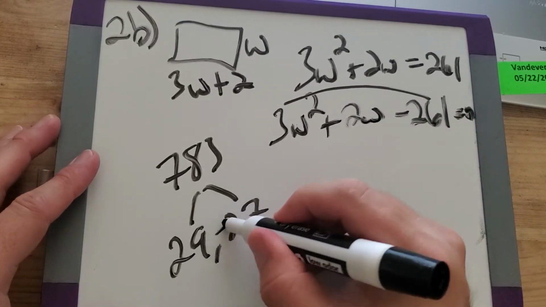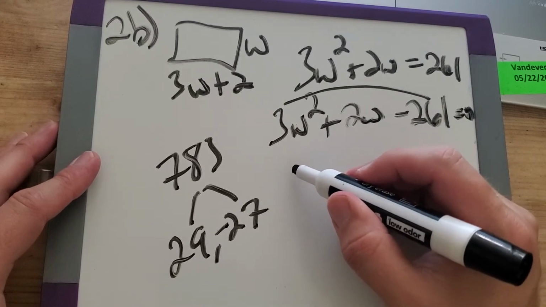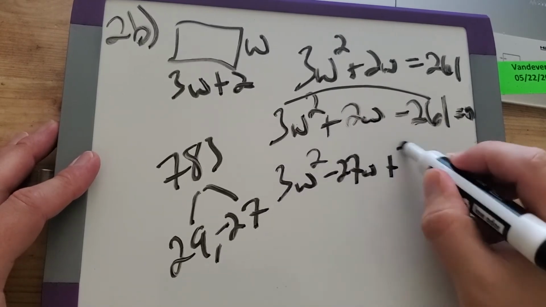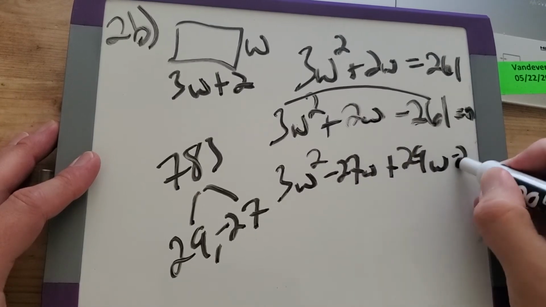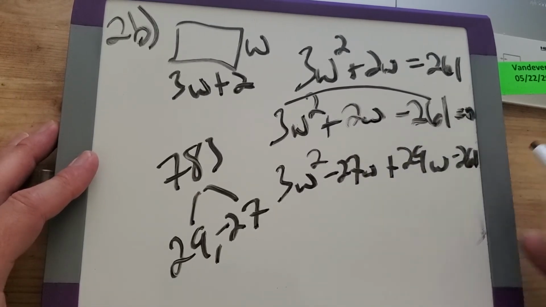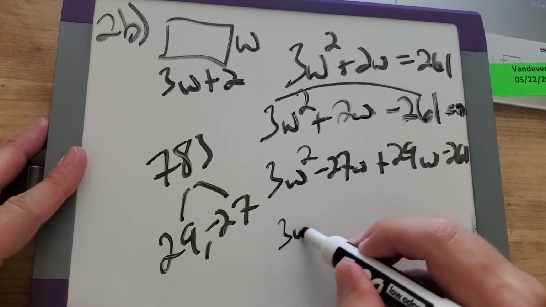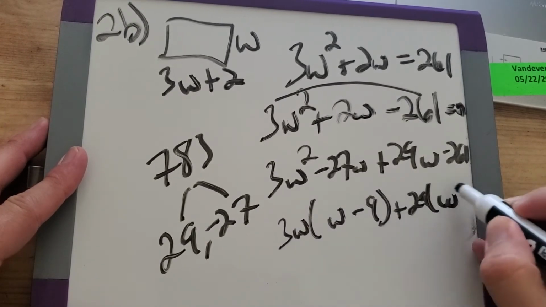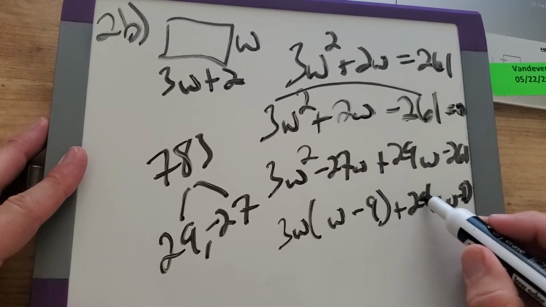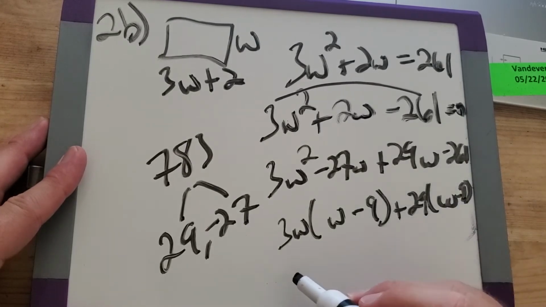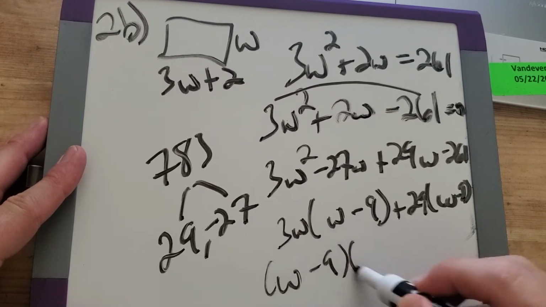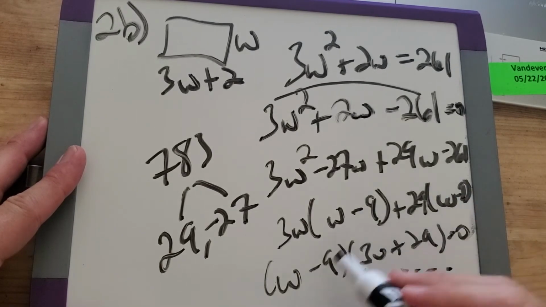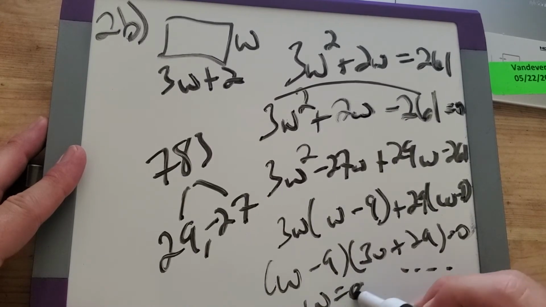And of course, this would have to be negative. So you would get 3w squared minus 27w plus 29w minus 261. We know it equals 0. I'm doing this a little bit sloppy because we did this already. Plus 29, w minus 9. You can double check me there. And then, of course, you get w minus 9, 3w plus 29 equals 0. This is going to lead to a negative w, so I get w is 9.